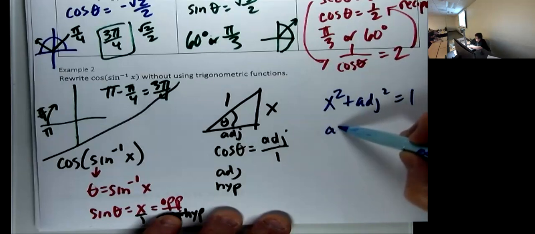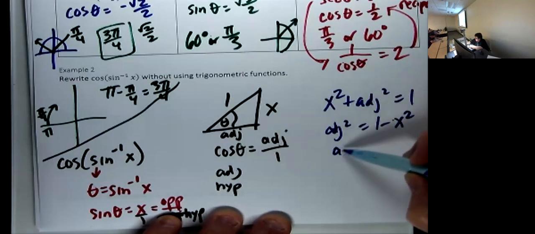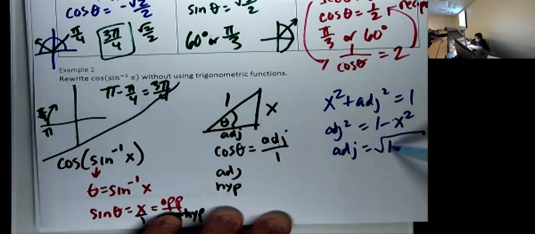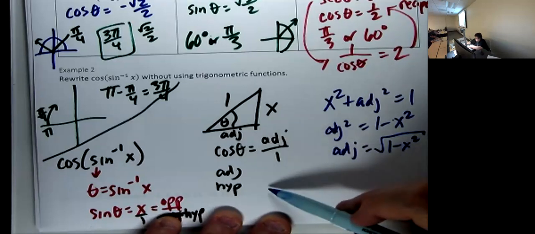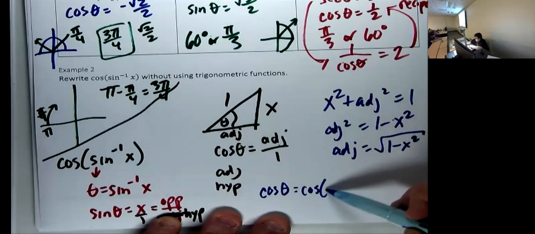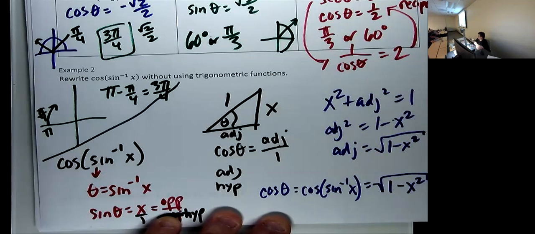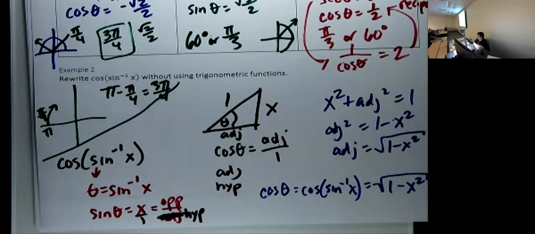So adjacent squared equals 1 minus x squared. And so adjacent is going to equal the square root of 1 minus x squared. So cosine of theta here, which is cosine of sine inverse of x, is just going to be adjacent over hypotenuse, which is just the square root of 1 minus x squared. So you make a triangle, you figure out the missing sides, and then you go from there.